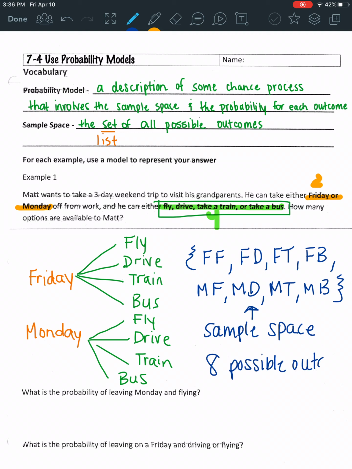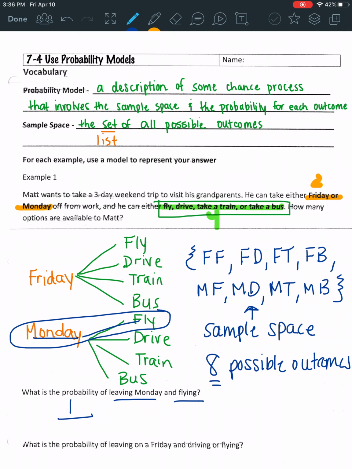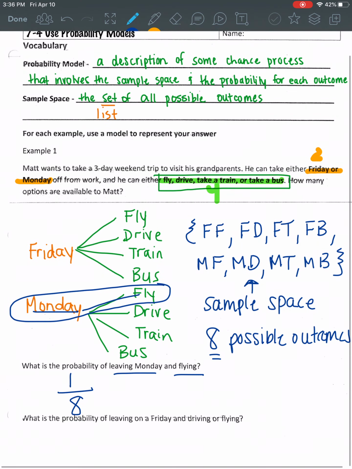Now we use these tree diagrams so that we can find probability. So what is the probability of leaving Monday and flying? Well, let's look at our tree diagram. Here's Monday and flying. There's only one possibility of taking Monday off work and flying, and that is out of, as we already figured out, 8 total possible outcomes. So 1/8 is our probability of leaving Monday and flying.